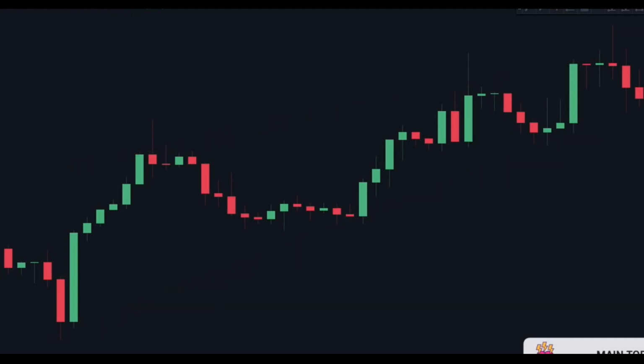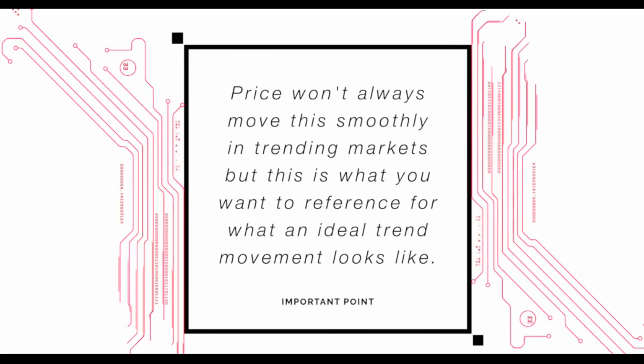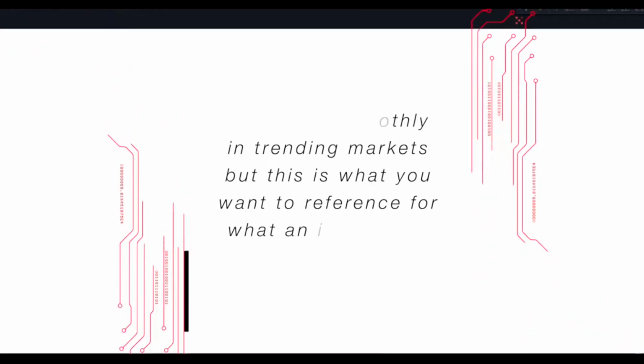Now this is an important point. Price won't always move this smoothly in trending markets, but we are showing you this as a reference to what an ideal trending price movement looks like.